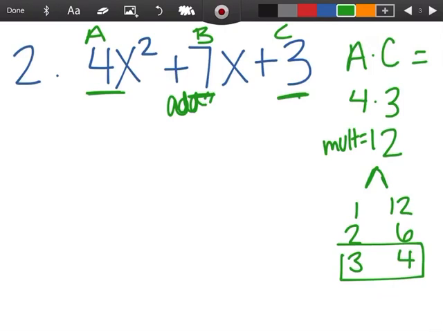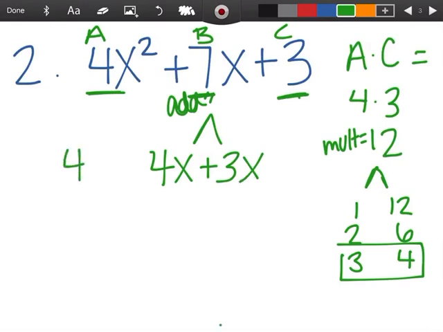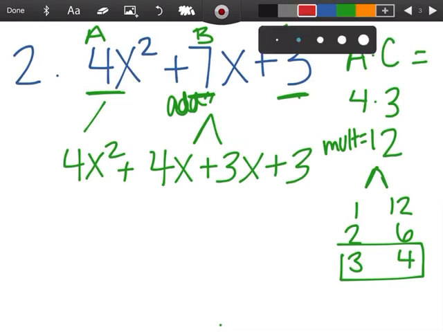And so you can choose to put them in either order. There's a little bit of strategy as to why I'm going to put the 4x first, just so that way it matches with the 4. But you could do it in either order and you'd get the same thing. So I'm going to bring down the rest of the problem. 4x squared plus 4x plus 3x plus 3. And then I'm going to do factoring by grouping.